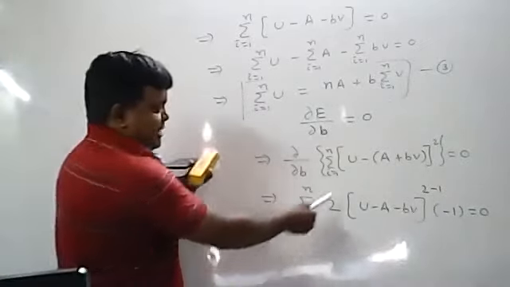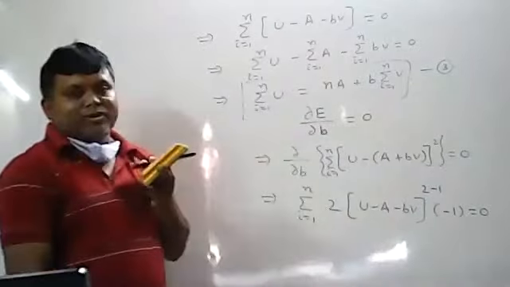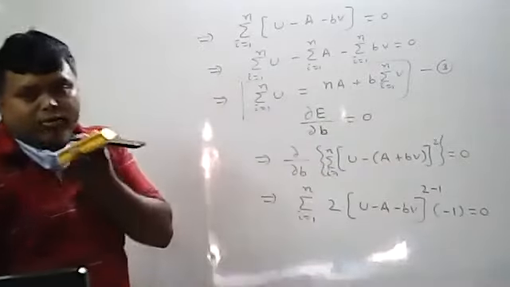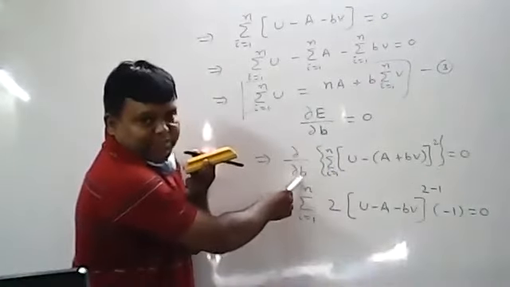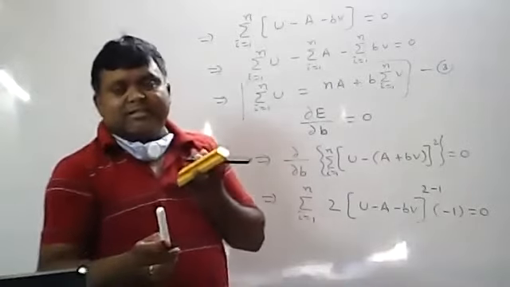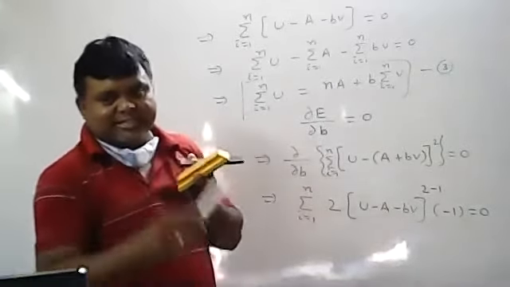Summation is a constant. For x power n, partial differentiation is n into x power n minus 1. So (u minus A minus bv) whole power 2 minus 1. Now you are partially differentiating with respect to small b. That means wherever b is there, differentiation exists. Wherever b is not there, that will be treated as a constant. Constant partial differentiation is 0.